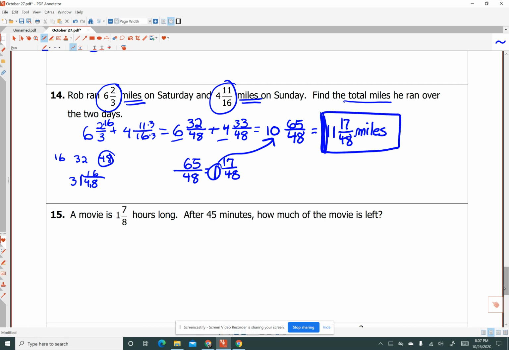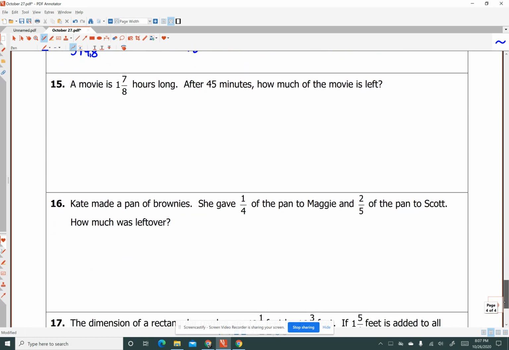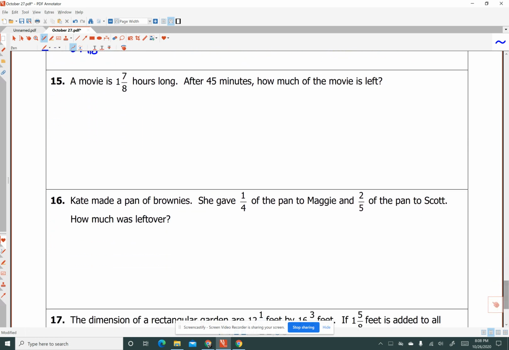Okay, this looks like our last problem for today. Oh, no, 2 more. 3 more. A movie is 1 7/8 hours long. We're working in hours. After 45 minutes, how much of the movie is left? So, this is really tricky. We have to think about hours versus minutes when we do this one. So we have 1 7/8. We have to convert 45 to a fraction.